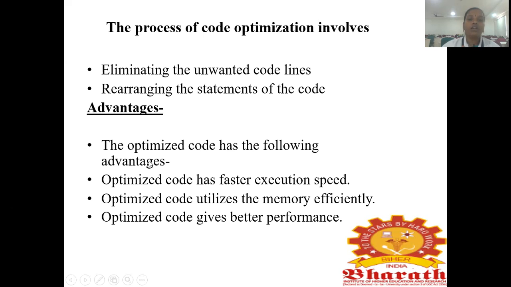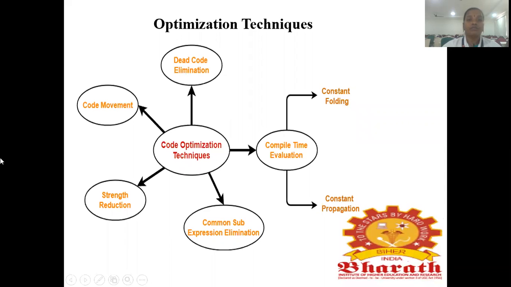There are advantages of code optimization. Optimized code has the following advantages. First, optimized code has faster execution speed. Your resource speed is very high compared to others. Next, optimized code utilizes memory efficiently. This optimization process is very efficient, so high efficiency can be produced. Third, it gives better performance, very high performance in programming languages.